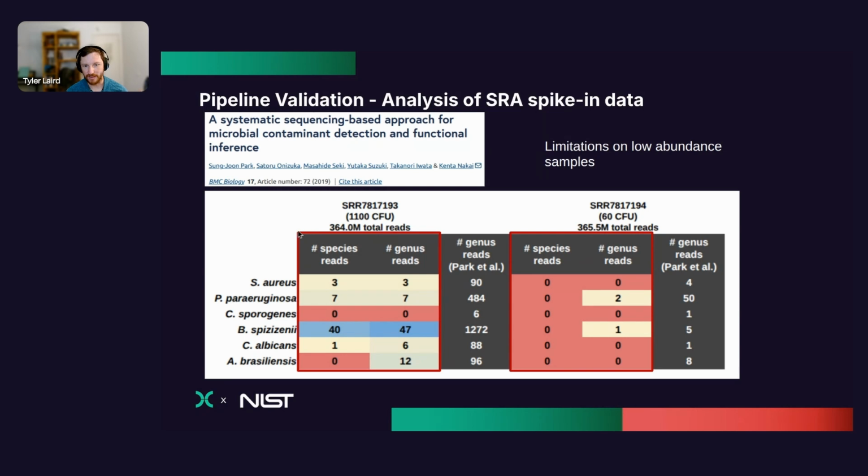And so one thing to note is that at the 1,100 CFU level, most of the organisms get detected. So 5 out of 6 at the genus level, 4 out of 6 at the species level. However, when you get to the 60 CFU level, there's only 2 organisms detected at the genus level for VARITAS. And this really shows one limitation of this pipeline, on low abundant samples, especially because it's utilizing only the core genes for classification.